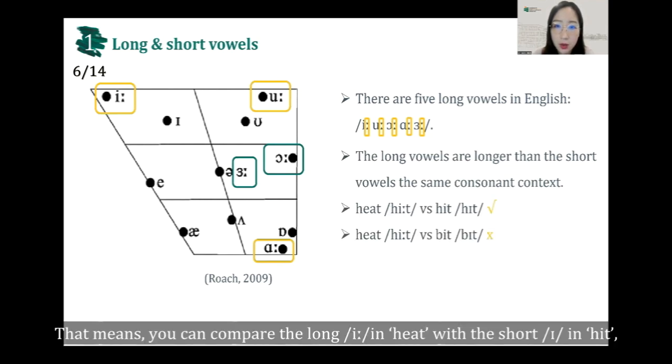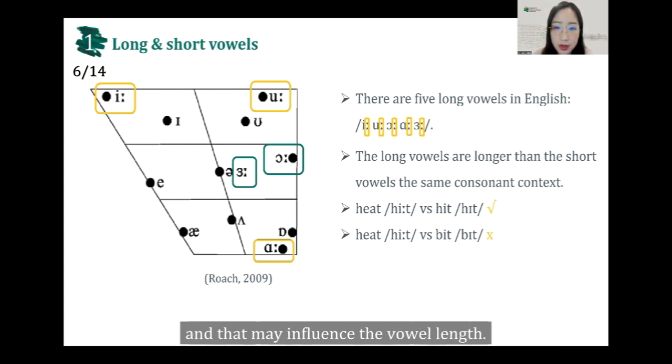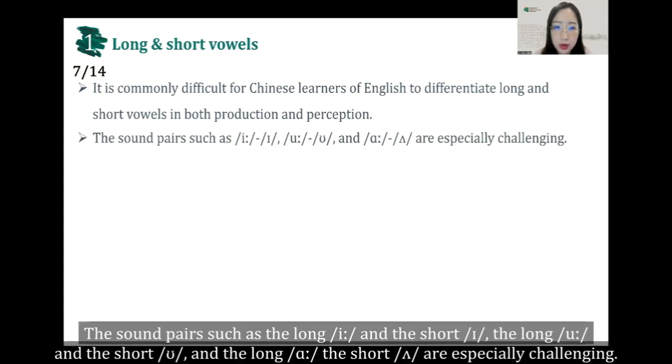That means you can compare the long /iː/ in heat with the short /ɪ/ in hit, but you cannot compare it with bit because the consonants before the vowels are different, and that may influence the vowel length. It's commonly difficult for Chinese learners of English to differentiate long and short vowels in both pronunciation and perception. The sound pairs, such as the long /iː/ and the short /ɪ/, the long /uː/ and the short /ʊ/, and the long /ɑː/ and the short /ʌ/, are especially challenging.